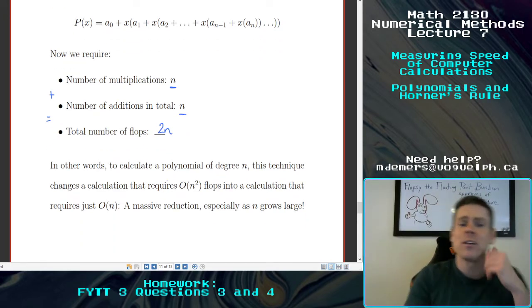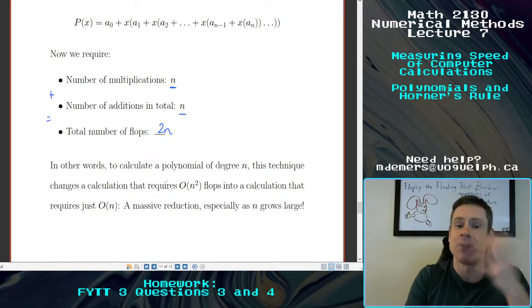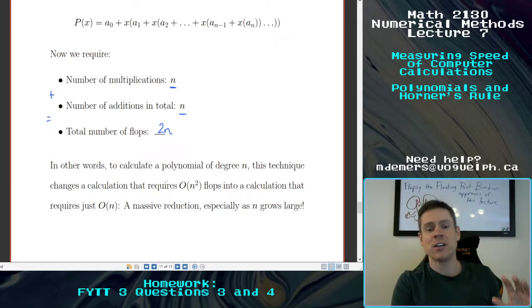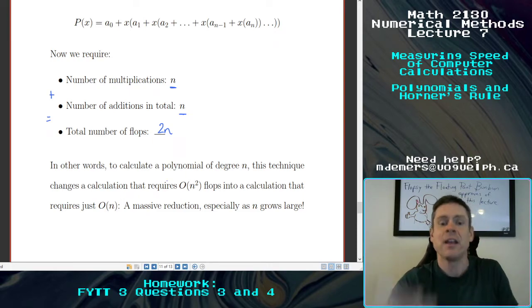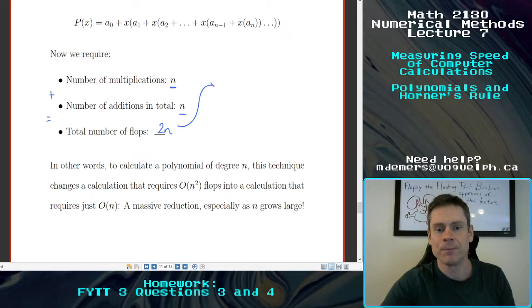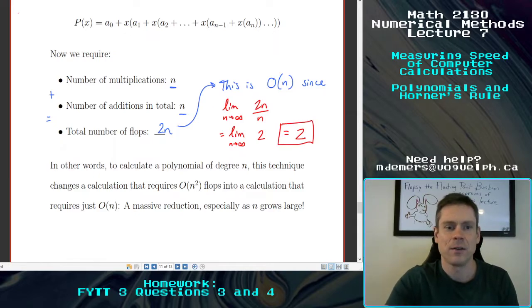Okay, in other words, to calculate a polynomial of degree n, this technique of using Horner's rule changes a calculation that requires on the order of n squared flops into a calculation that requires just O of n. It's obvious that this is O of n because, I mean, I could write it in 2 lines. This is big O of n, since if I take that quantity and do the exact same thing, this time it's super, super easy. The limit as n goes to infinity of 2n over n is the limit as n goes to infinity of 2, which is 2. Again, it's a constant.